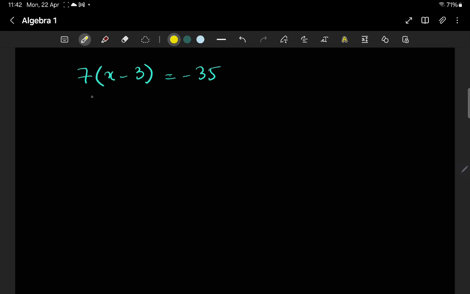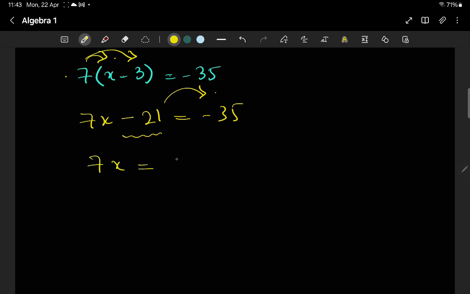Now let's consider another example. 7 times x, 7x. 7 times 3, with a minus sign, because minus 7 times 3 is 21, equals minus 35. So here we have a minus value, we will send it to the other side. So 7x equals minus 35 plus 21. This minus sign becomes positive in the next step.